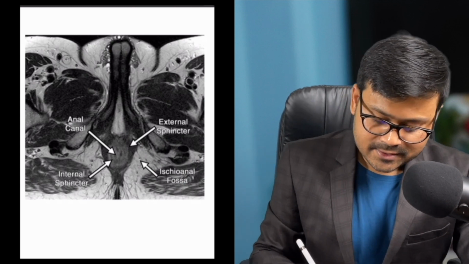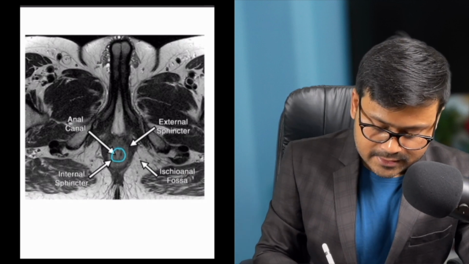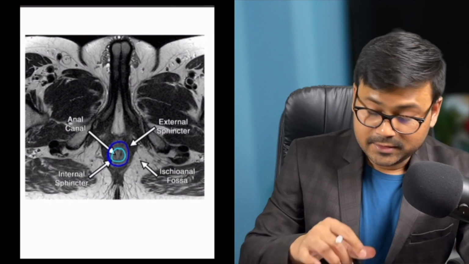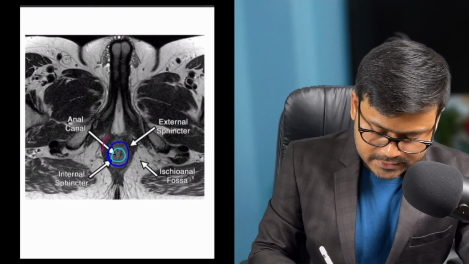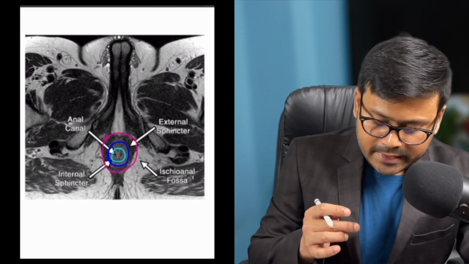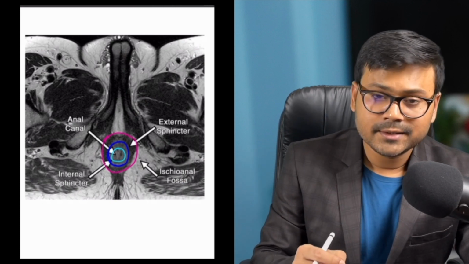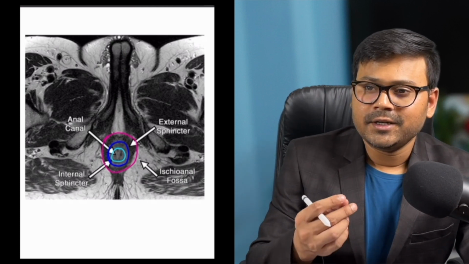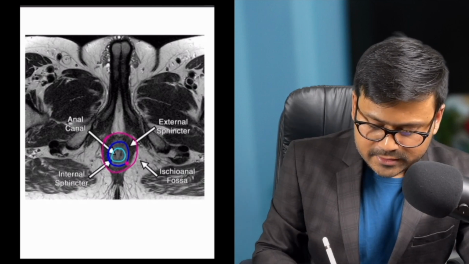Well, see this. This is the anal canal. The sky color is the anal canal, and the deep blue color is the internal anal sphincter, and this is the external anal sphincter. The area in between these two, the internal anal sphincter and external anal sphincter, is the intersphincteric space. So in the axial section, if you see an intersphincteric fistula, it will be somewhere in between these two.